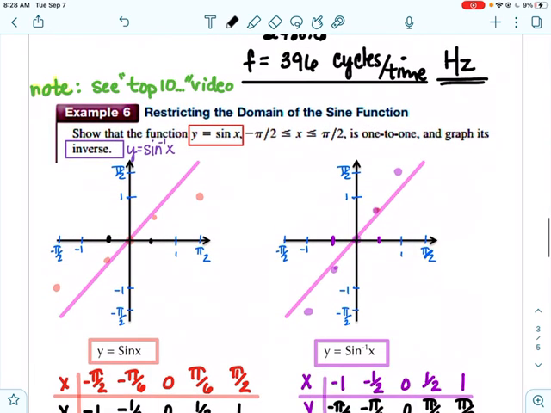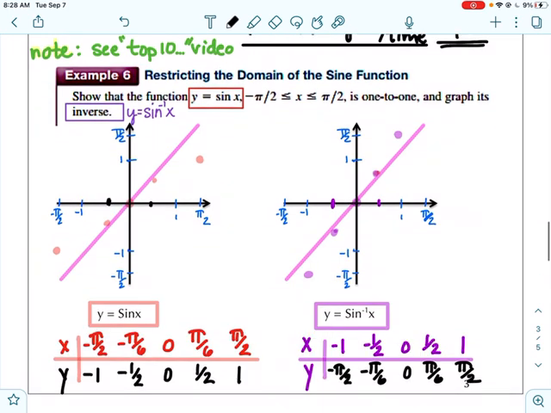The next example is on restricting the domain of the sine function. Show that the sine function, with x going from negative pi over 2 to pi over 2, is 1 to 1, and graph its inverse. This is really the easiest way to graph the inverse: if you have a sine function already, just switch the x and y values.